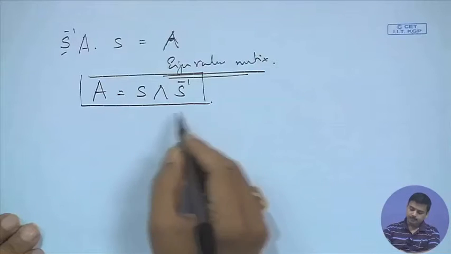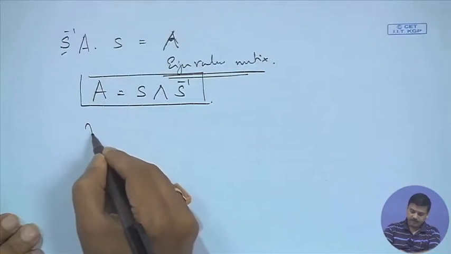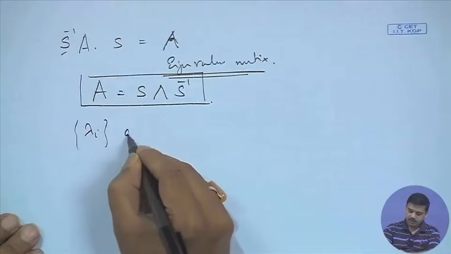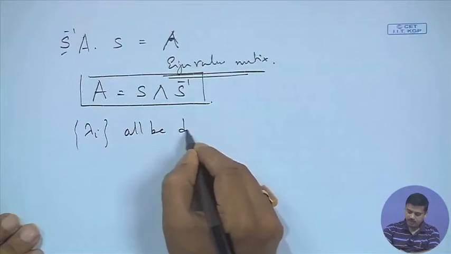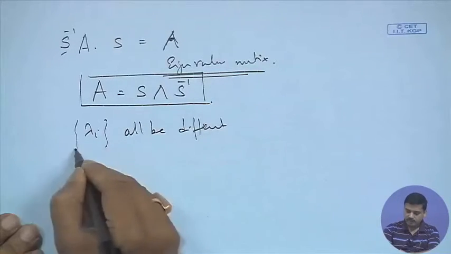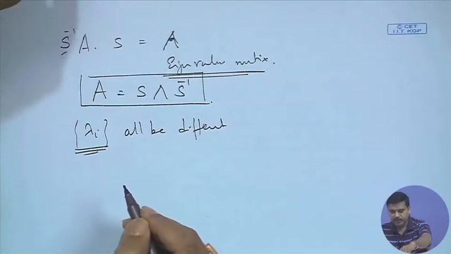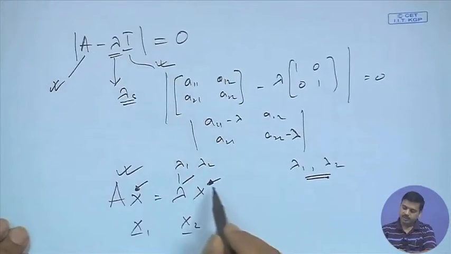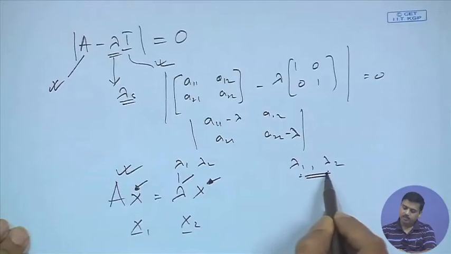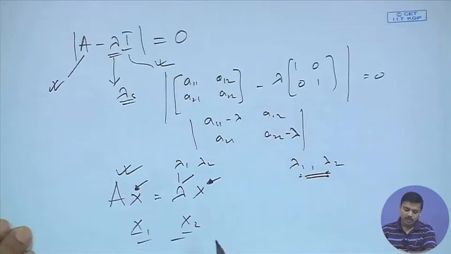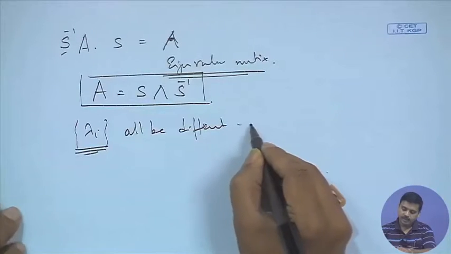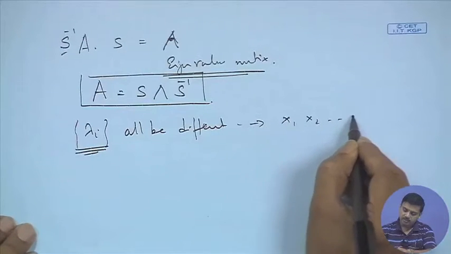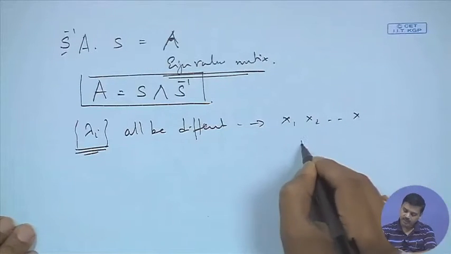The important thing we should remember at this point is that the lambda i's will all be different. If these lambda i's are different, that means when we are solving this particular equation and getting lambda 1 and lambda 2 to be different, in that case x1 and x2 will also be independent. So if the lambda i's are different, then x1, x2, up to all the eigenvectors are independent.